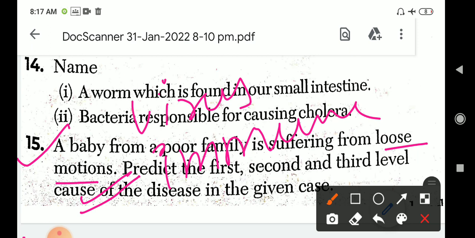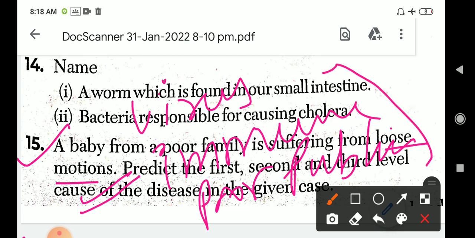And the third level cause is poor public services, right? Poor public services means safe drinking water is not available and surroundings are not neat and clean. Due to that, the chances of bacterial infection and all these become higher. Clean drinking water is not there and what is there is infected, so obviously all these may be the reasons. First is the immediate cause, second is the immune system, and third is related to the surroundings.